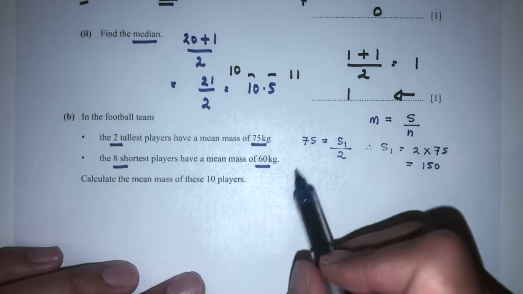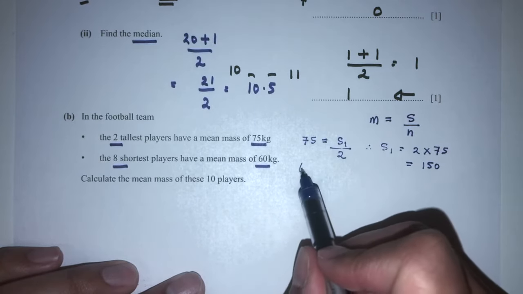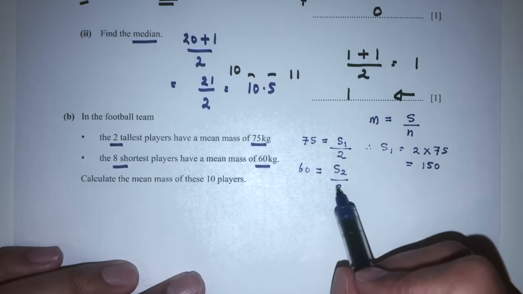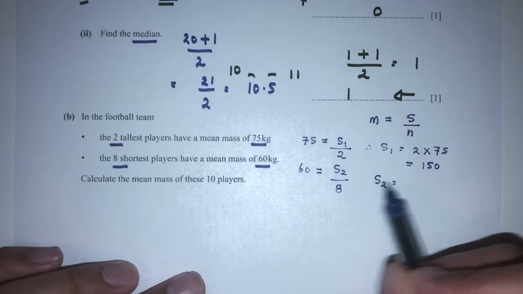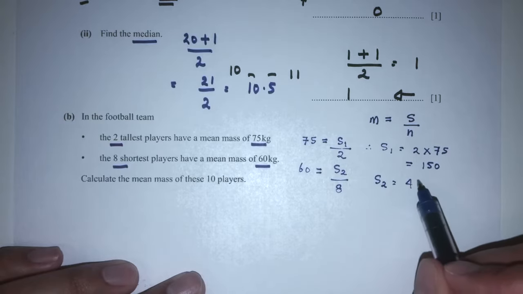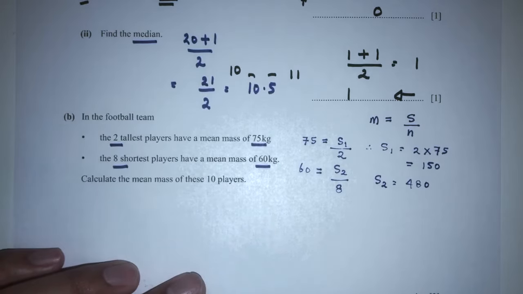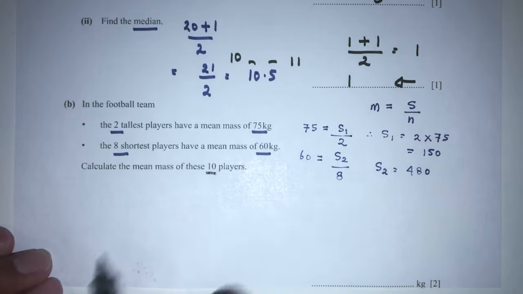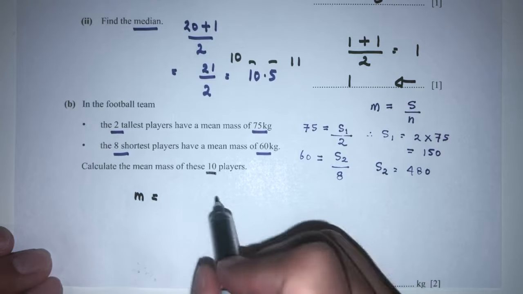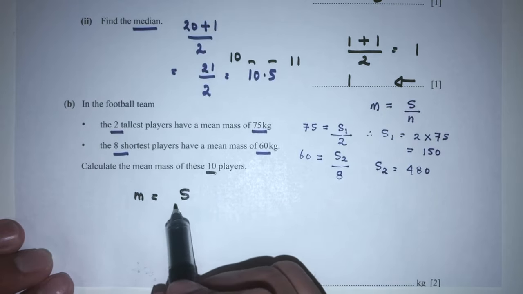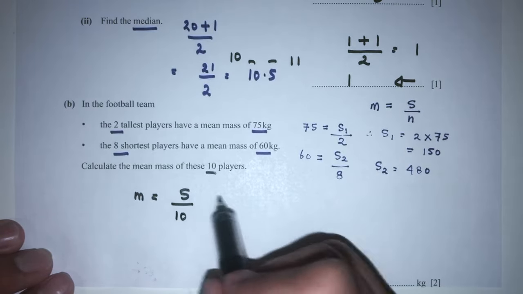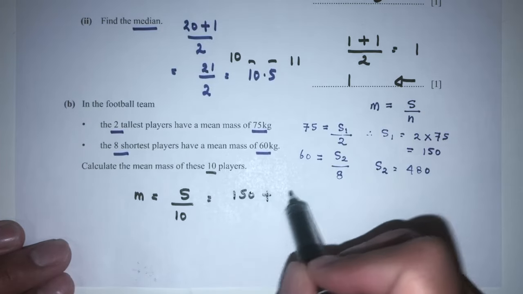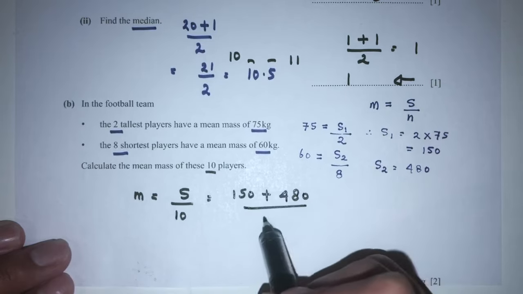Okay, and here we have the mean is 60. Sum number 2, and the people will be 8. So sum number 2 will be, cross multiply, that will be 480. Okay, so here we have to find the mean mass of the 10 players. So mean mass will be the sum of everyone divided by 10 players. Sum of everyone will be 150 plus 480 divided by 10.